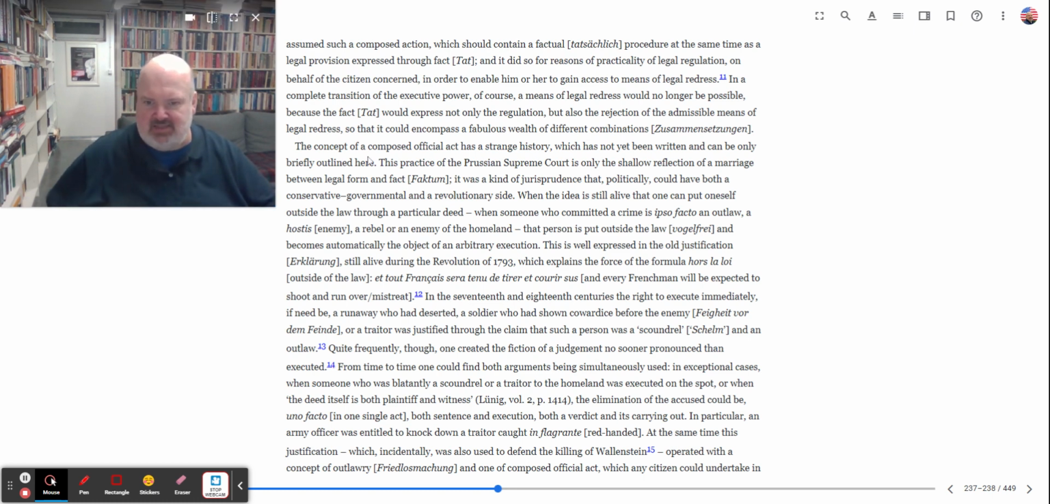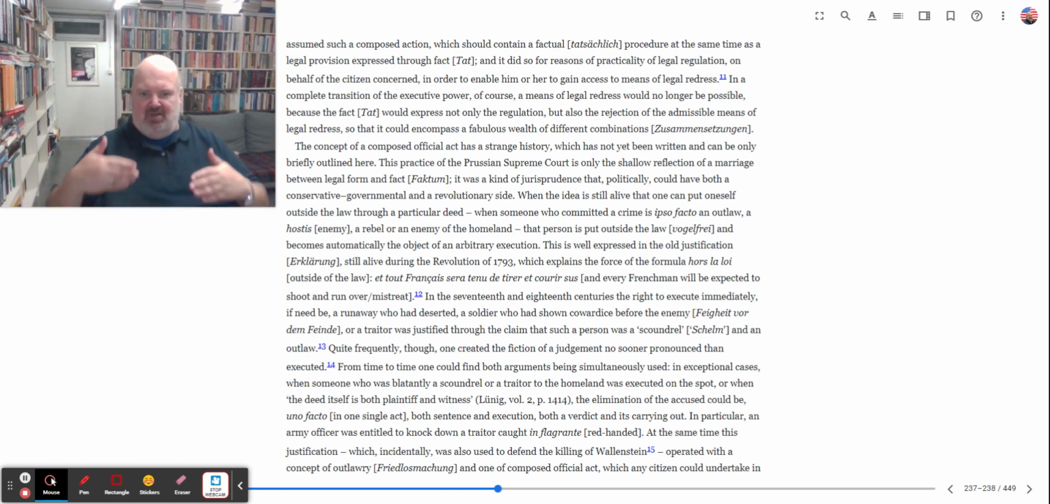Right? The concept of a composed official act has a strange history, which has not yet been written and can only be briefly outlined here. This practice of the Prussian Supreme Court is only the shallow reflection of a marriage between legal form and fact. In other words, this practice basically makes a marriage between legal form and a fact, right? It was a kind of jurisprudence that politically could have both a conservative, governmental, and revolutionary side.